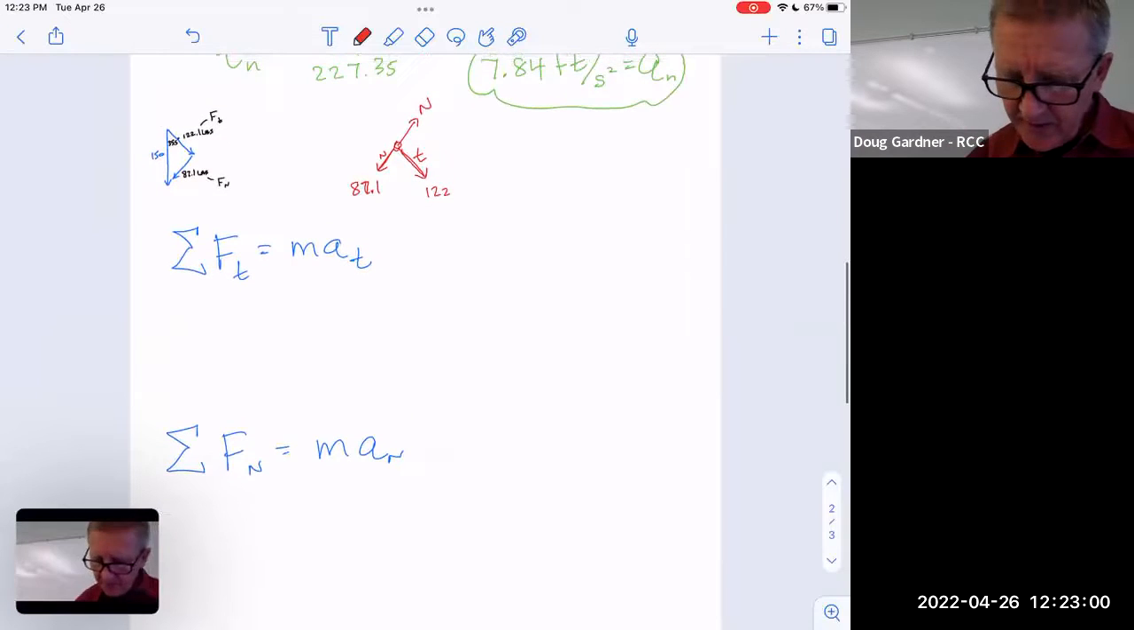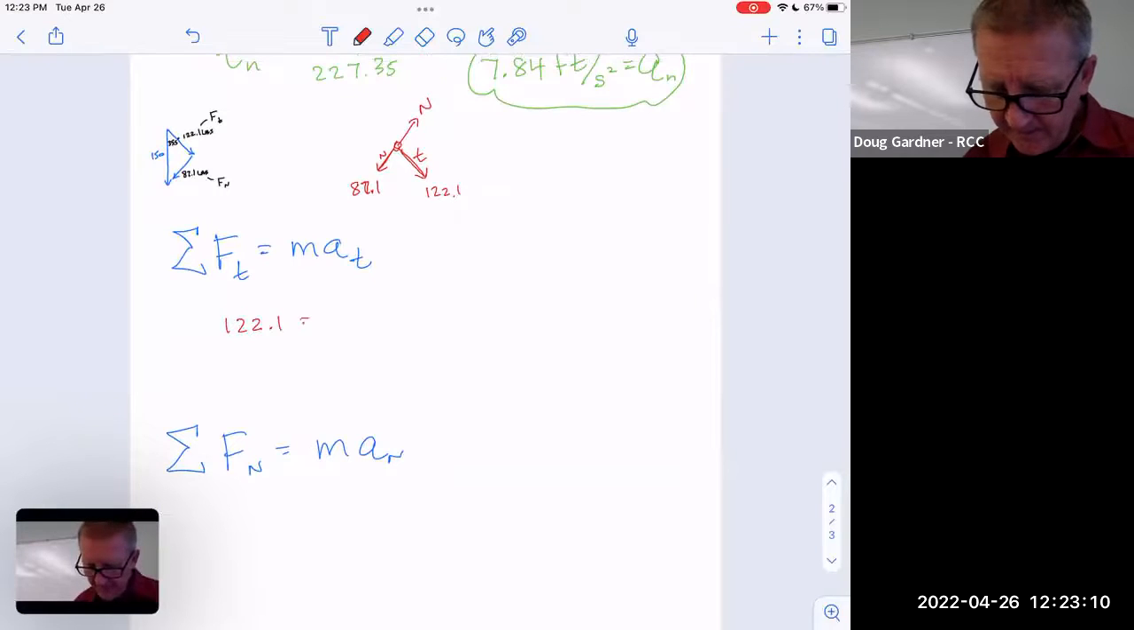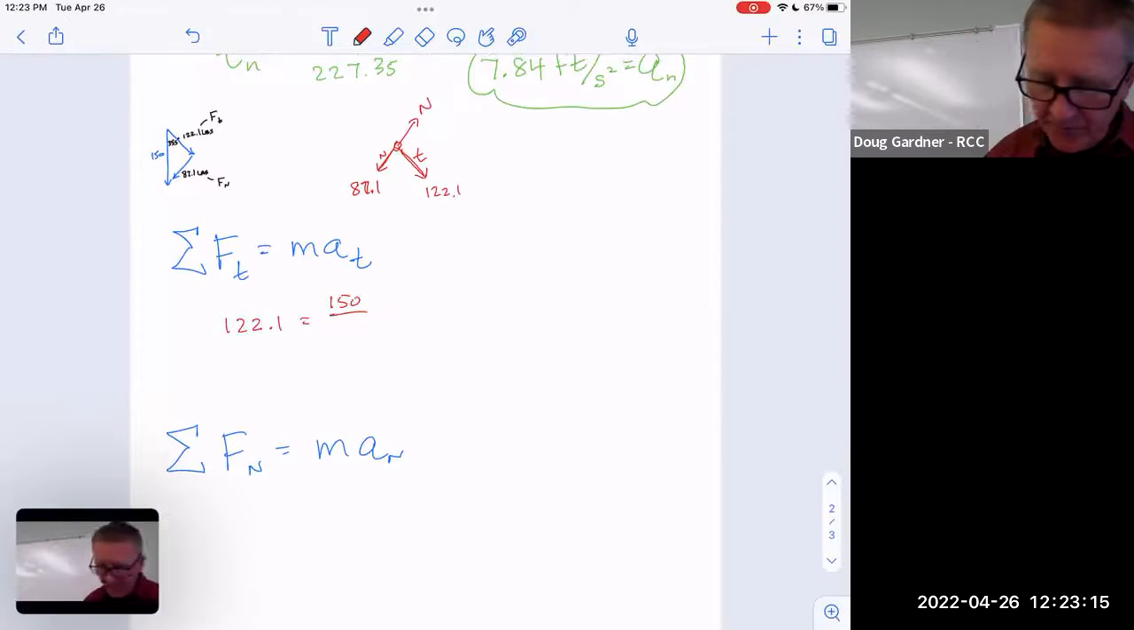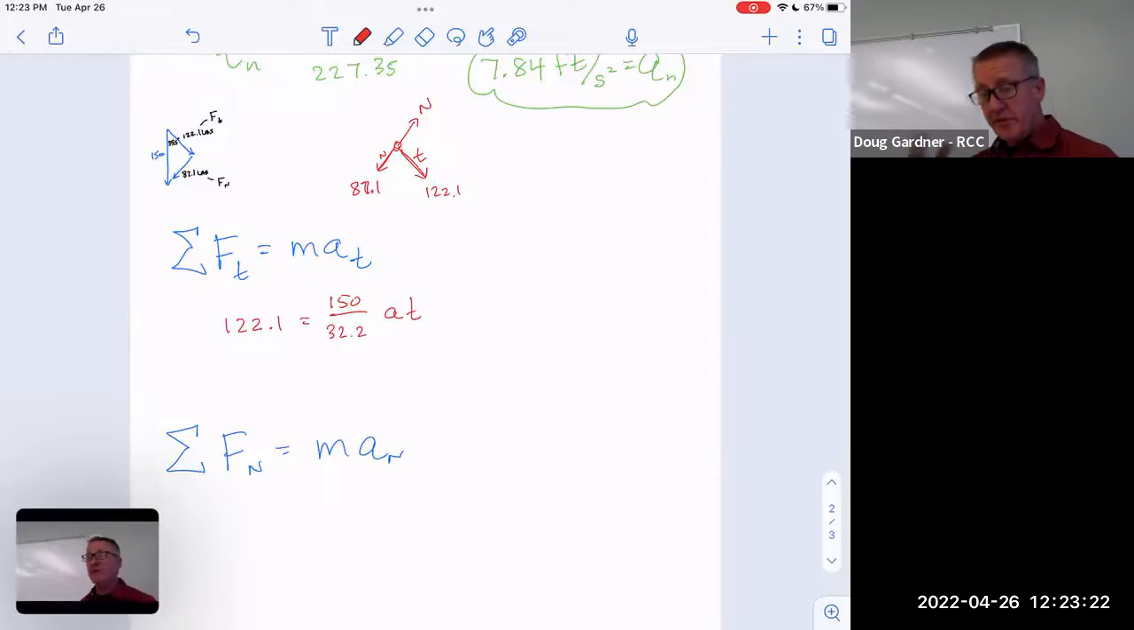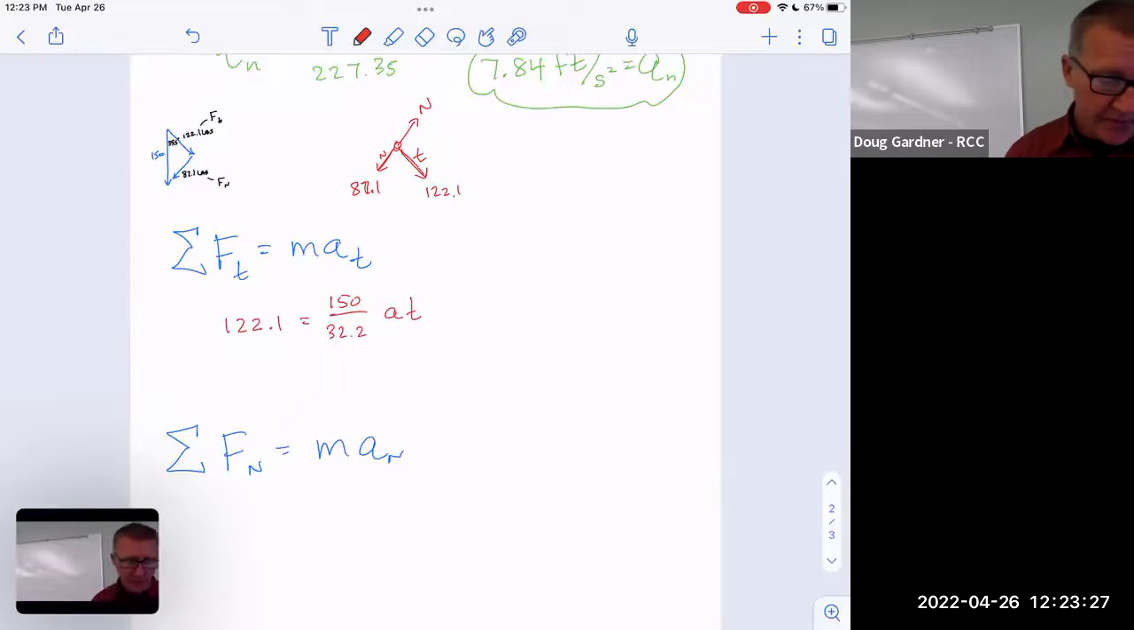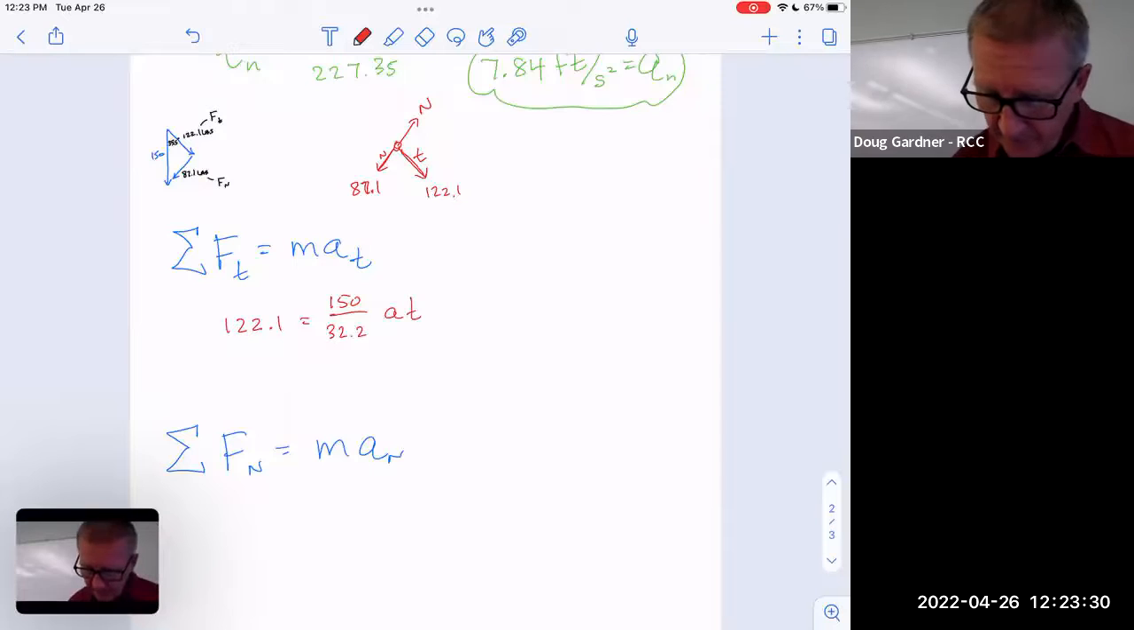So what are my forces tangential? I just have 122.1. And I've got a mass. Remember, mass was ugly here, 150 over 32.2. That's my mass. Oh, that's cool. I don't know if I need to know it, but I found the acceleration tangential now. Like I said, I've kind of forgot what I was being asked, but it's an equation with only one unknown. That's worth something. So punch that in and I get 26.2 feet per second per second.